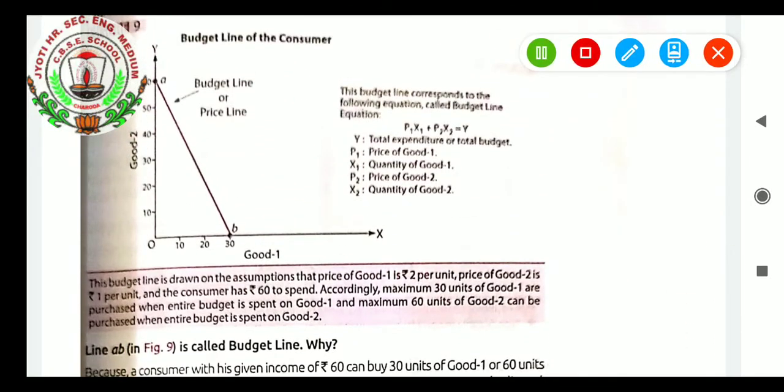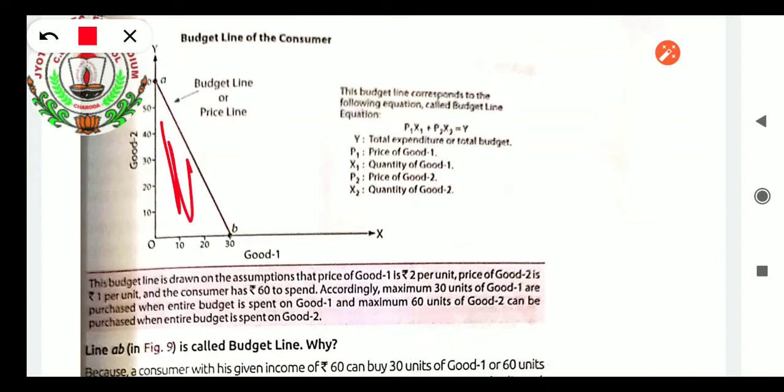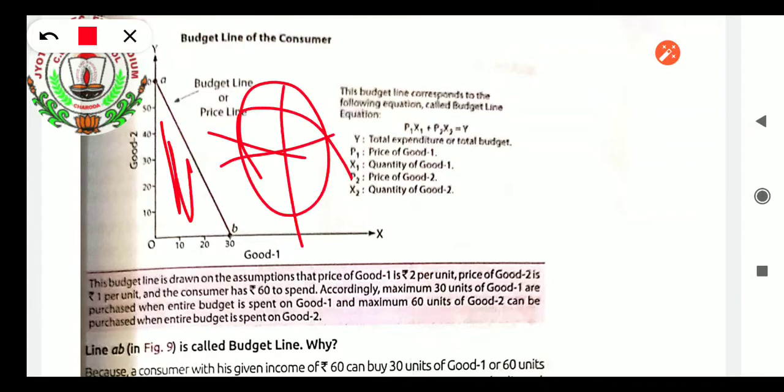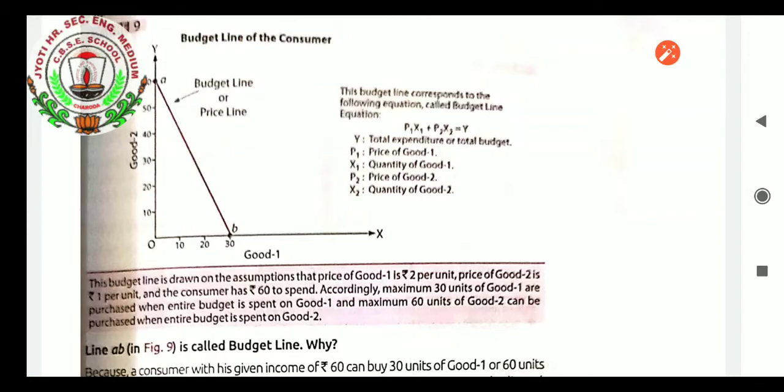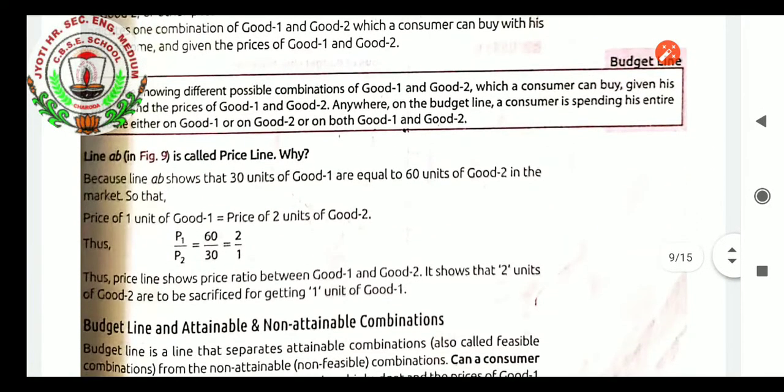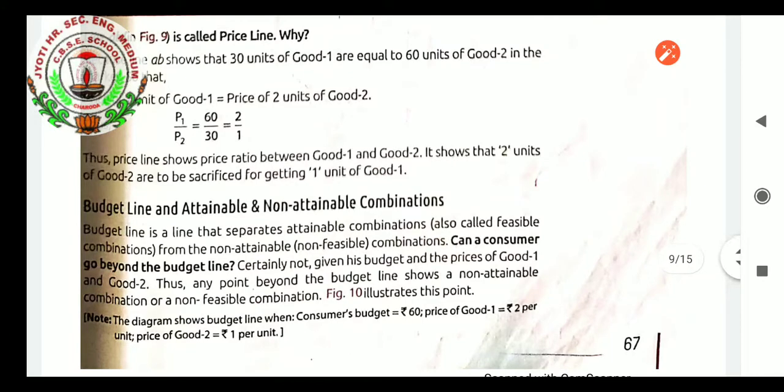Here is the part which came, the attainable part, and the part of the graph which we are not able to achieve is the non-attainable combination of output. So let us see what is given in the meaning. Budget line is a line that separates attainable combinations, also called feasible combinations, from the non-attainable.